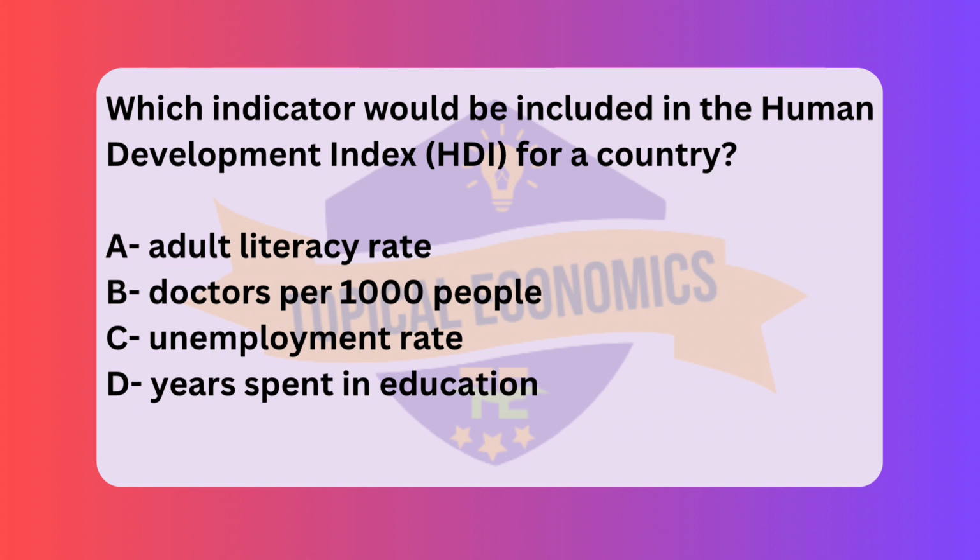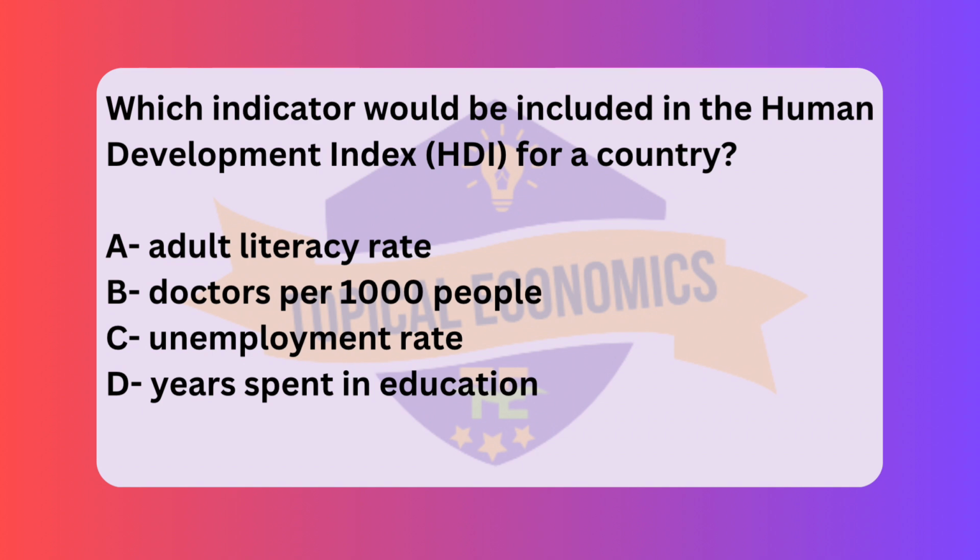Next, option B. Doctors per 1,000 people is incorrect. The number of doctors per 1,000 people is not part of the HDI, although it is an important indicator of health services and infrastructure. The HDI uses life expectancy as the health indicator, not the number of healthcare professionals.